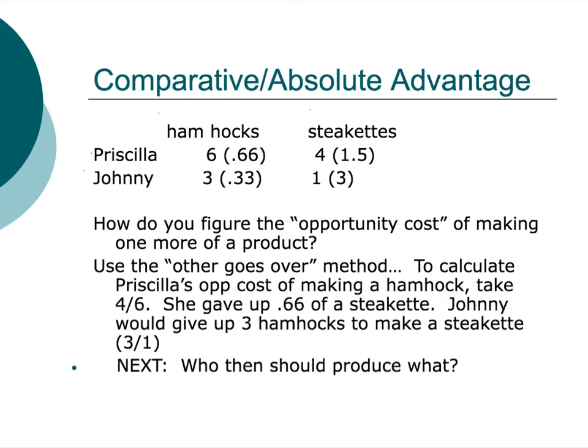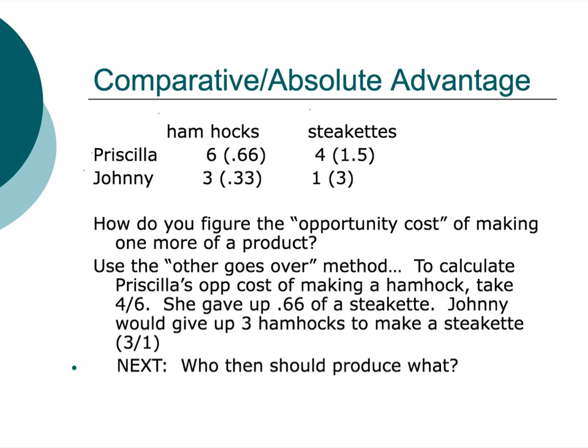And if we look first at the absolute advantage, who's better at producing ham hocks? So we look here. Well, before we do the math, we're just looking at 6 and 3 and saying, well, Priscilla is better at producing ham hocks. So she holds the absolute advantage. And she's also better at producing steakettes. So in this case, Priscilla has the absolute advantage in both because she can produce more than Johnny.